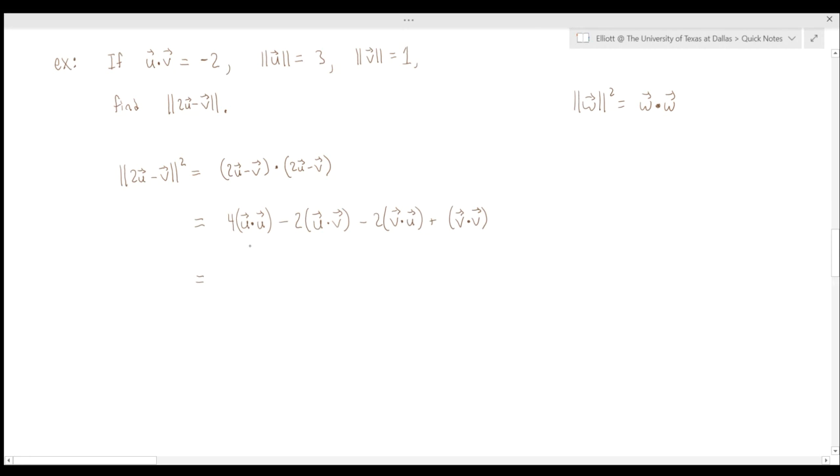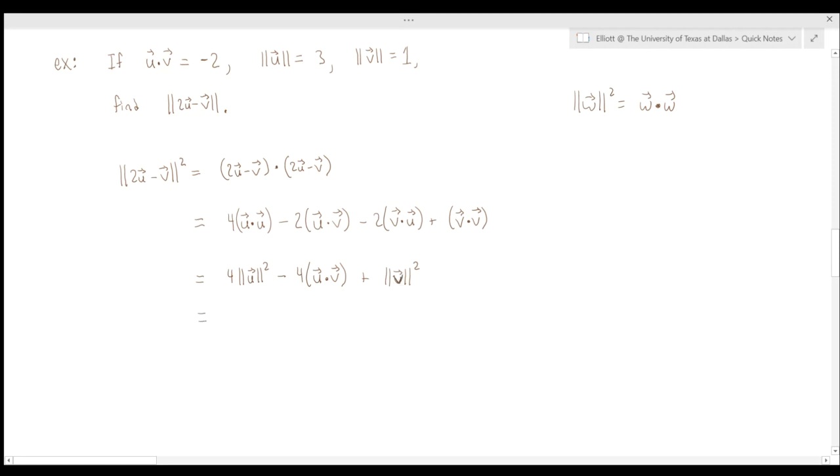All right, next, u dot product with u. We know that's just the norm of u squared. So that's just using this property once again. We know that u dot v is the same as v dot u. So I can combine these together to get minus 4 u dot v. And then at the end, we've got plus, this would be the norm of v squared.